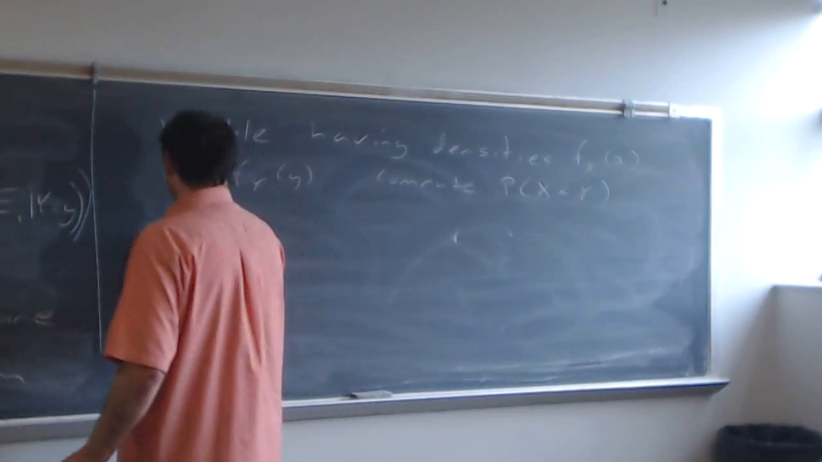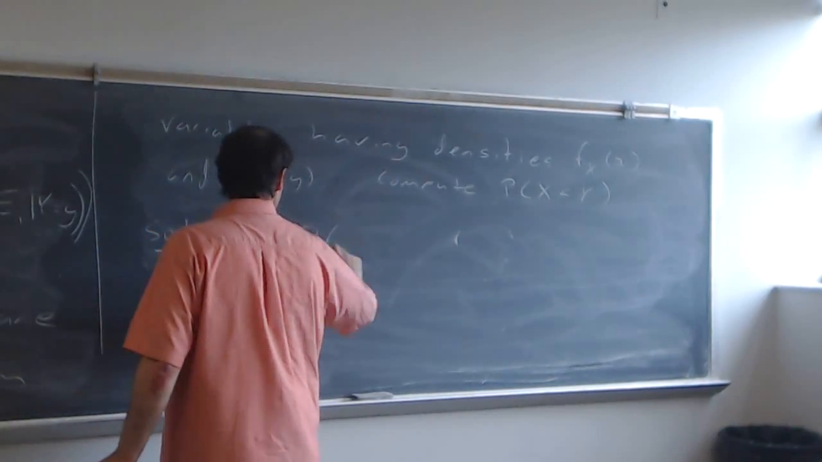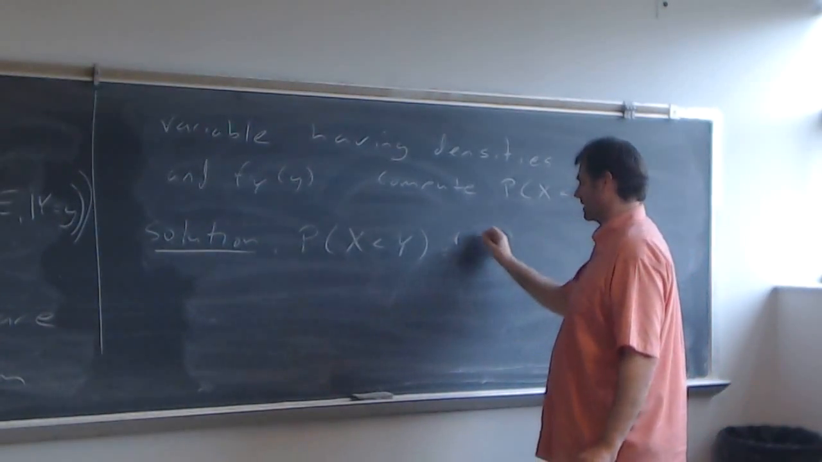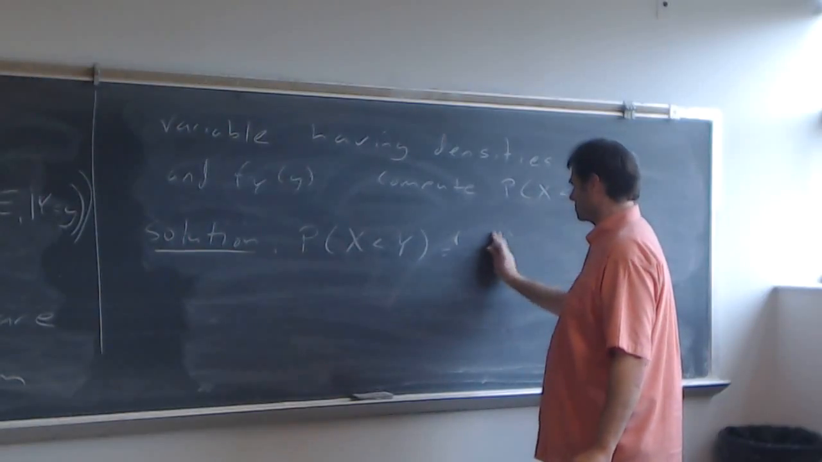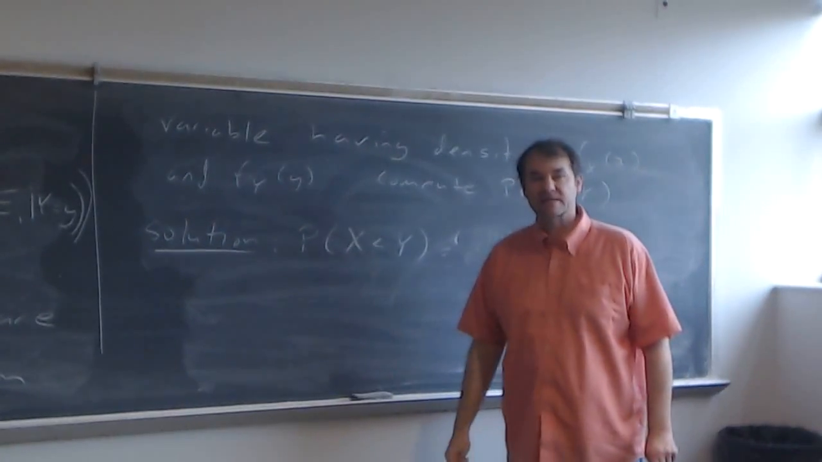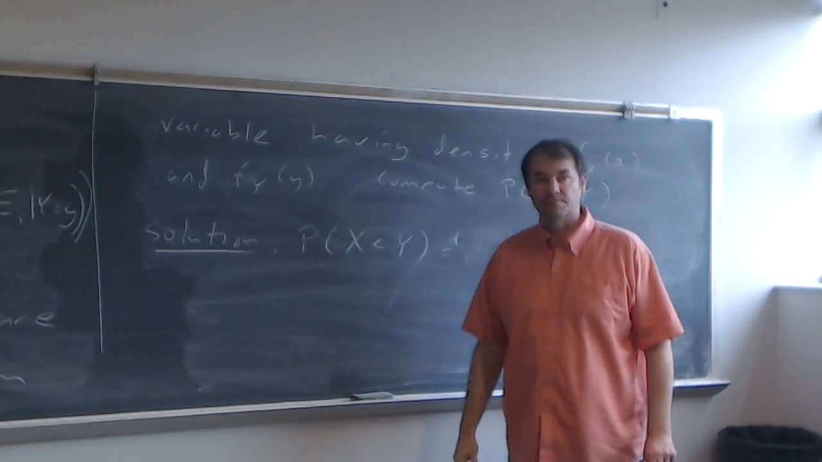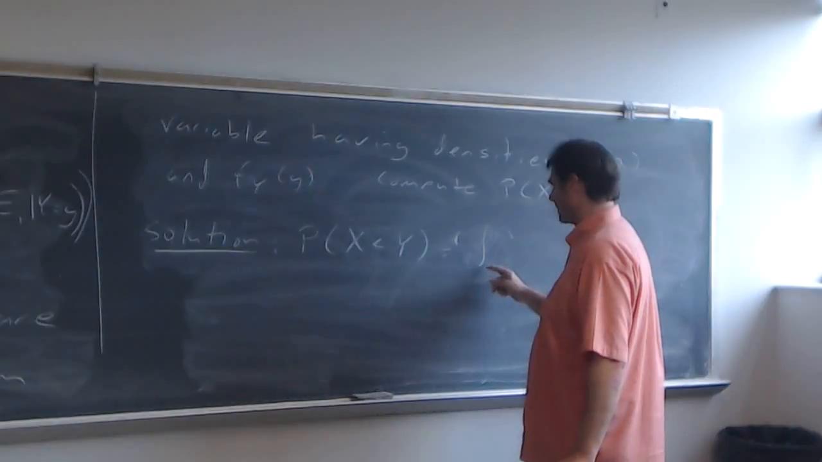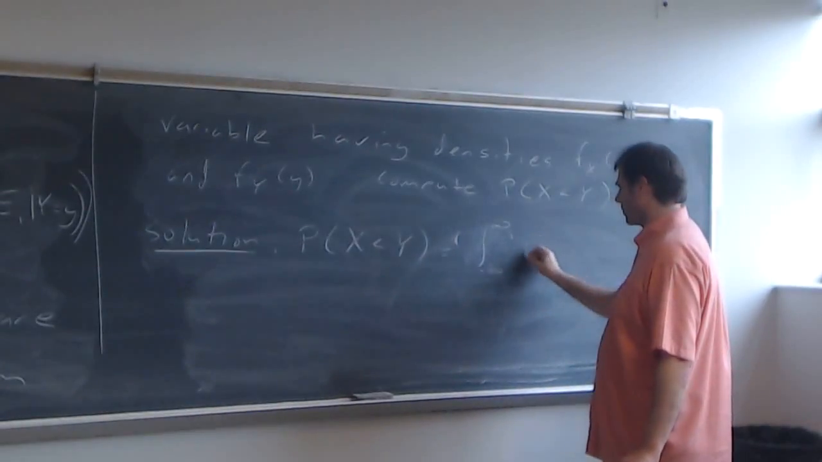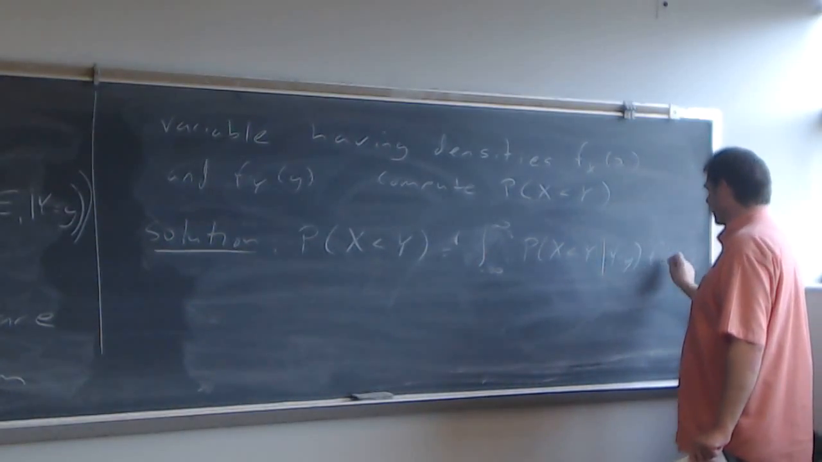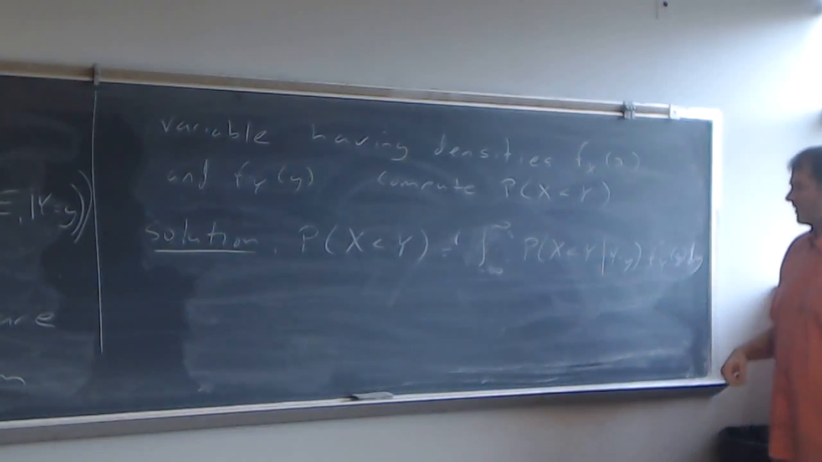So here's my solution. The probability that X is less than Y. First of all, I'm going to condition. This is an event. I'm going to use the fact that I just had, part B, because Y is a continuous random variable, and I'm going to compute using Y being given, Y equal to y. So this is equal to the integral from minus infinity to infinity of the probability that X is less than Y, given Y equal to y, times f sub Y of y dy. That's what part B of our fact gave us.